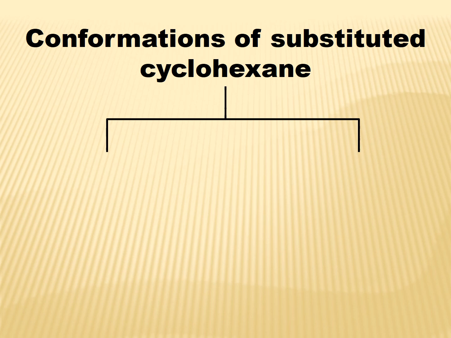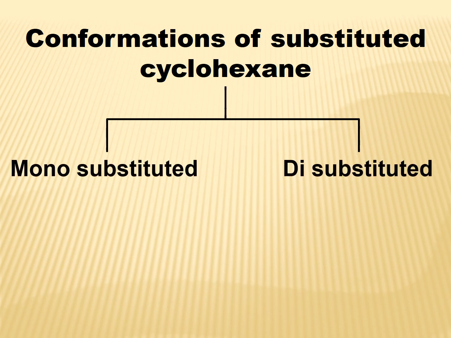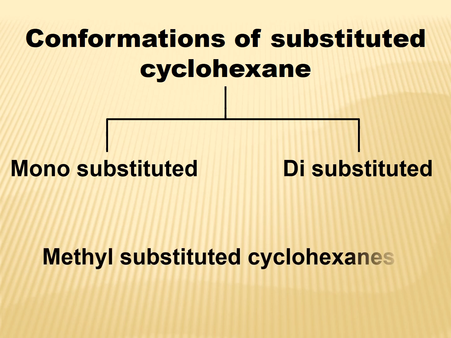Substituted cyclohexanes are of two types. We can have mono-substituted cyclohexanes and di-substituted cyclohexanes. We will be seeing only these two cases, mono-substituted and di-substituted cyclohexanes, and we will be looking only at methyl substitution, so the only group substituting hydrogen is methyl.